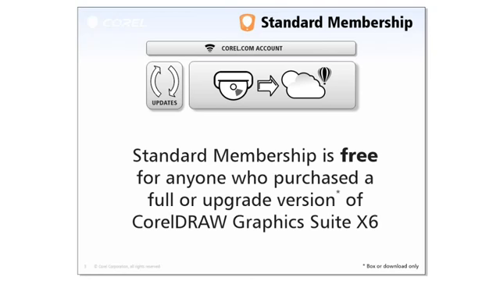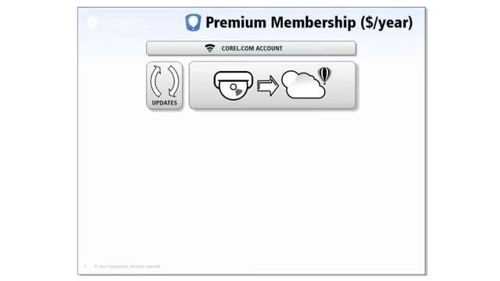CorelDRAW Graphics Suite X6 today offers our users the choice of selecting the type of benefits that they want throughout the life cycle. Included at no extra charge is the standard membership for everybody who purchases CorelDRAW Graphics Suite X6, which includes access to the latest updates and fixes, as well as access to all of the content that traditionally was on the DVD through an online service directly from within the Corel Connect application. Again, the standard membership is available to everybody who purchased CorelDRAW Graphics Suite, a full or upgrade version, for free, and can be used forever.